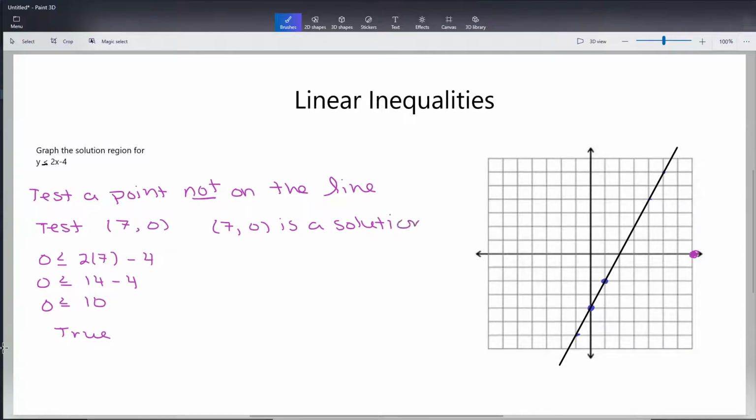So what we want to do is shade in the part of the graph that includes 7, 0. So last time we talked about how if it wasn't a solution, we wanted to shade the other part. Now, if this is a solution, we're going to shade in the part that includes that. So this is going to be this part down here, okay? So that means that all of our solutions are down and to the right here. Okay, that's it for this example, so I will see you guys in class.